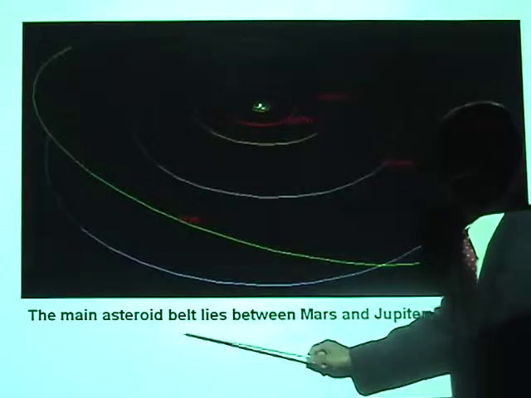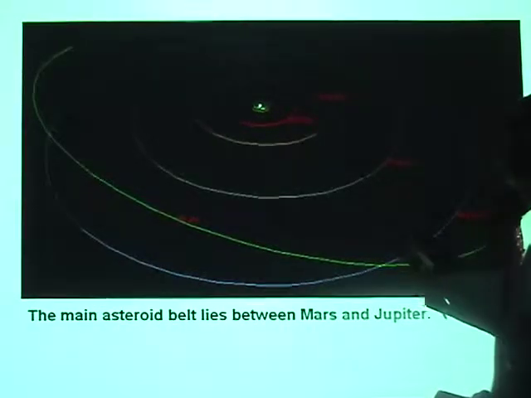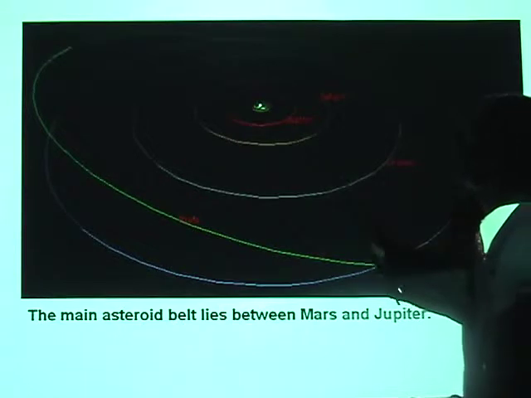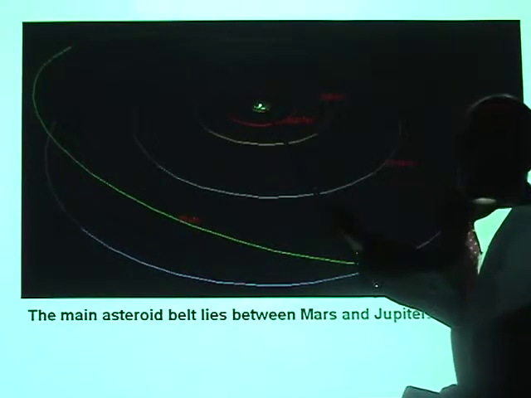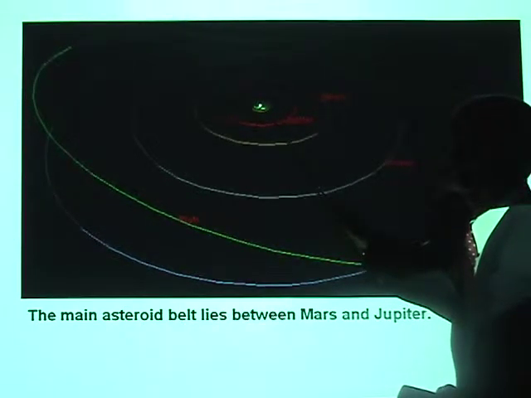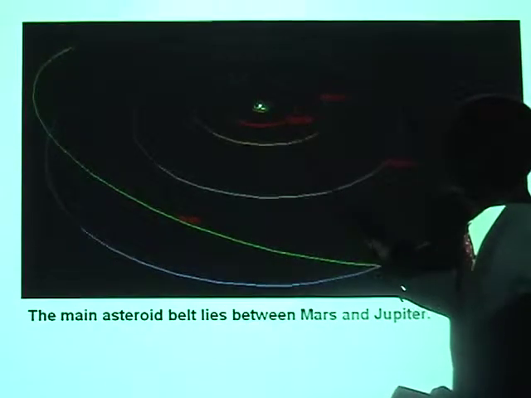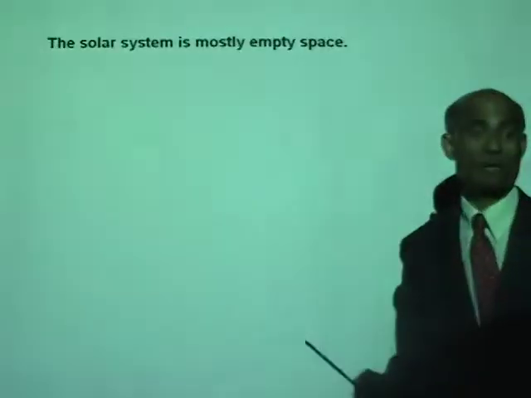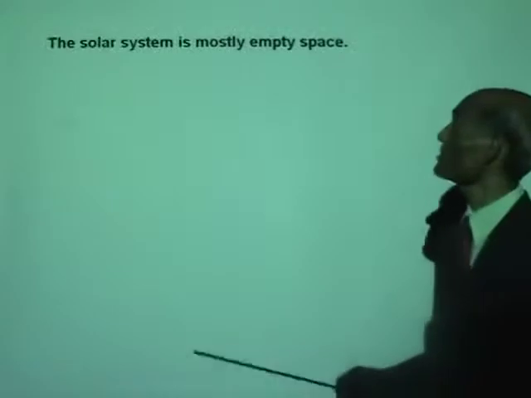The main asteroid belt is between Mars and Jupiter. If you look over here, I don't know whether you can see this, it is in this region that you find the main asteroid belt. We will talk about that as we go on.